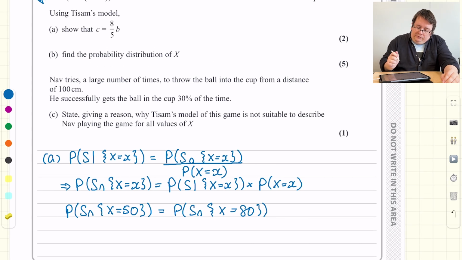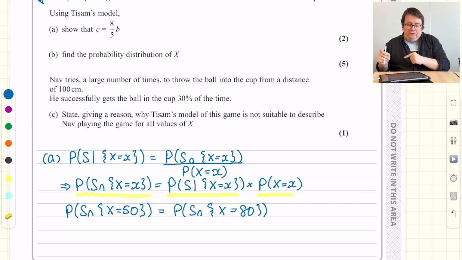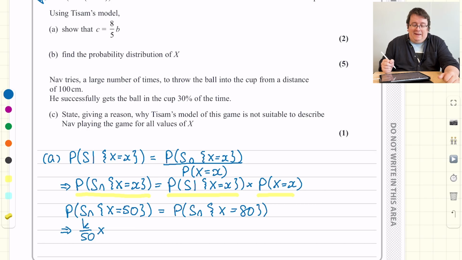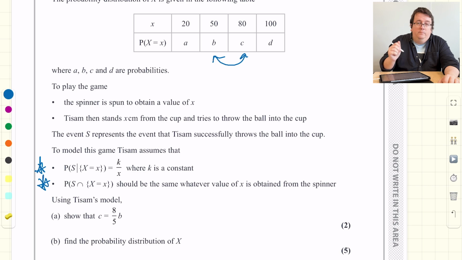Okay, so given that this is equal to this times this, we can write the probability of S intersection x equals 50 as the probability of S given x equals 50, which is k over x. Now the x in this case is 50, so this is k over 50 times the probability of x being equal to 50, which was B.